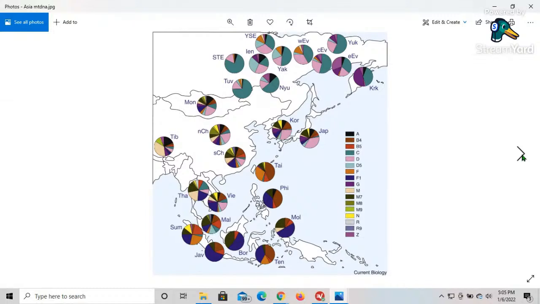Let's see. So we got Papua New Guinea. What do we got? This is the A, the B, the C, the D. This looks like mitochondrial. Yes, mitochondrial DNA, because it's the Z and the M and the G. Okay, mitochondrial DNA.